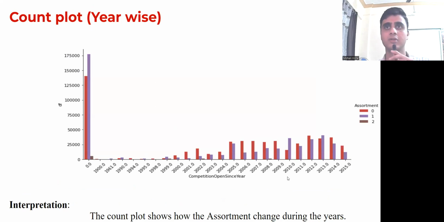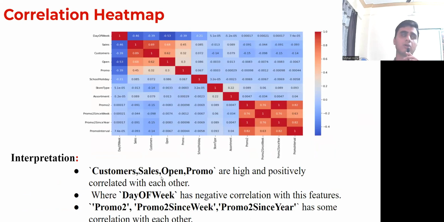This count plot shows us assortment changes during the years. Correlation heat map: from this heat map we get that customers, sales, open, and promo are highly and positively correlated with each other, whereas day of week is negatively correlated with sales. Promo2 since week and Promo2 since year are also highly correlated.